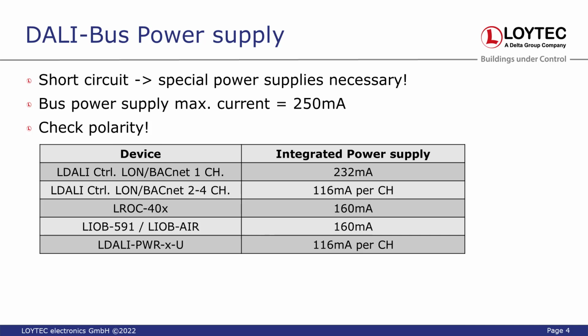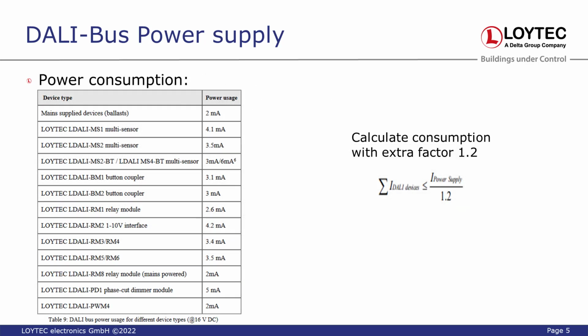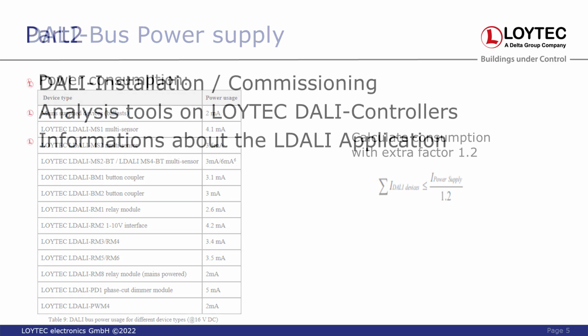The max supplied power can be seen in this table. Under the following table you are able to see the typical usage of a DALI device on the bus. Please be aware that this usage must be multiplied with a factor of 1.2 for the times when there is no communication on the bus. This information is helpful when planning the dimension of the bus power supply.